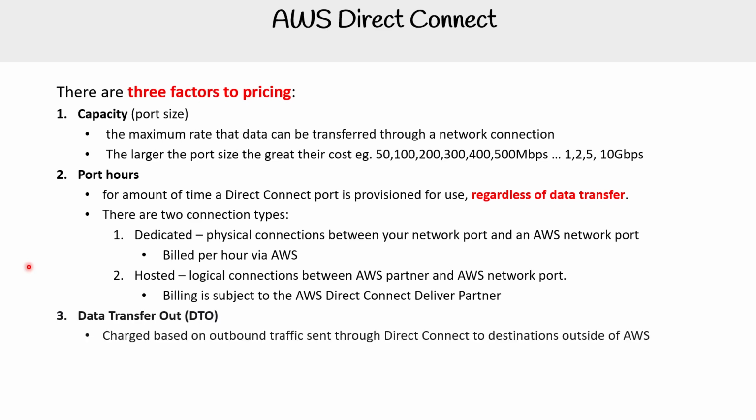The last one is data transfer out. This is charged based on the outbound traffic sent through Direct Connect to destinations outside of AWS. Data transfer into the network is free. Data transfer within the same region will not result in a cost, because sometimes it can. In terms of what you should know about Direct Connect, definitely know the pricing factors. This one could show up on your exam. All the other particular networking details, not so much. But just understand its purpose, its delivery, and the amount of gigabits per second it can deliver, okay?